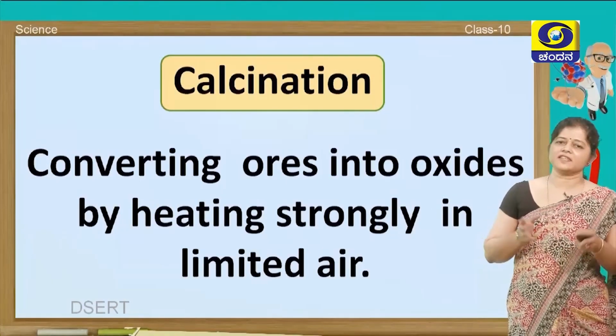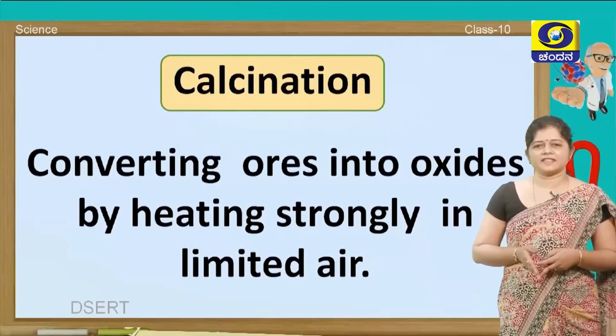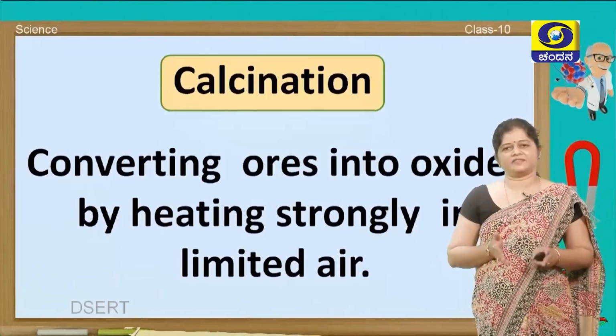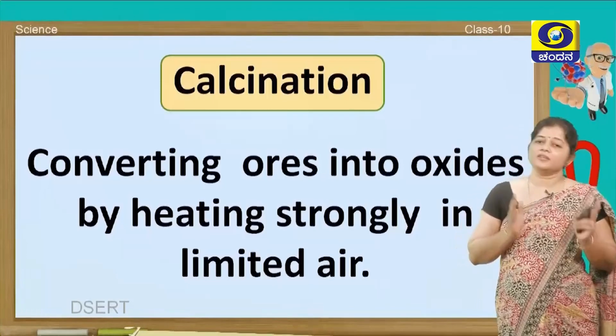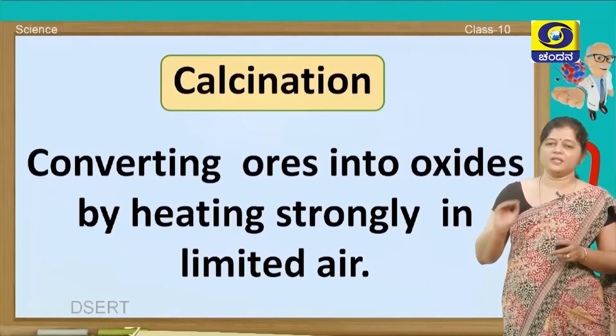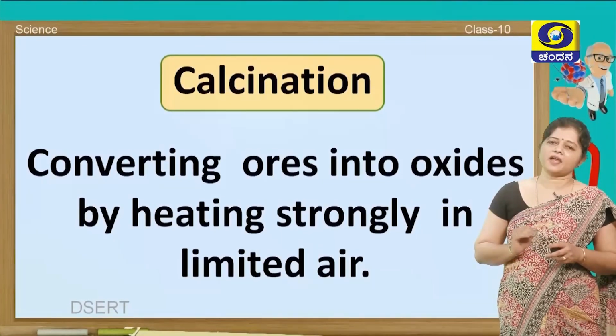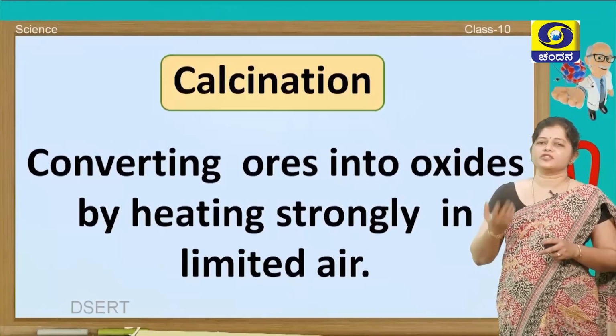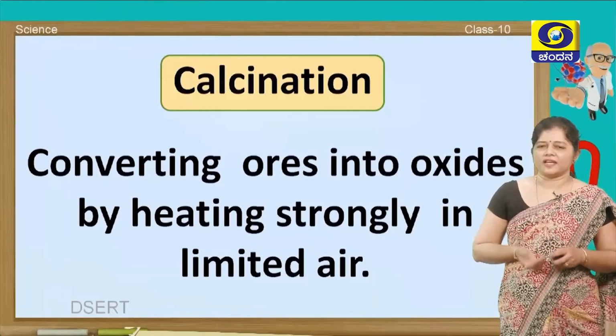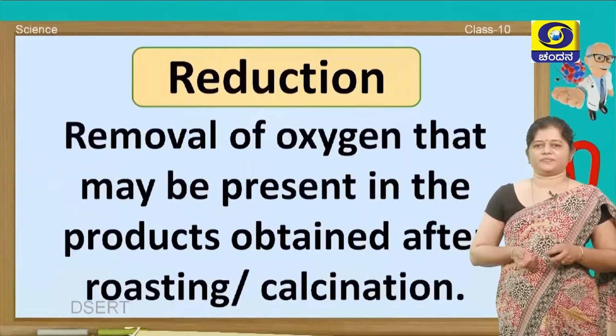Another process is calcination. So, what is calcination? Calcination is converting ores into oxides by heating strongly in limited supply of air. So, if you limit the supply of air and then you heat it strongly, then it is called calcination.